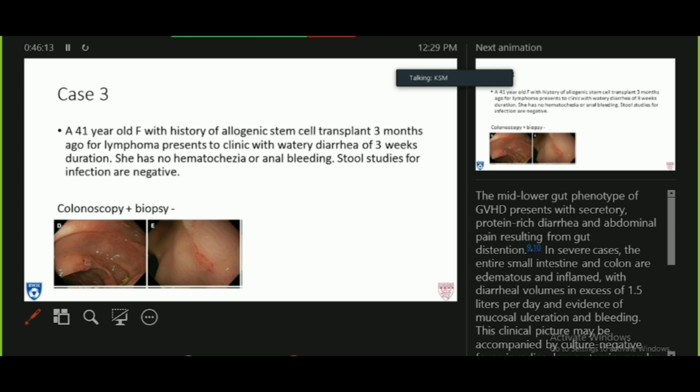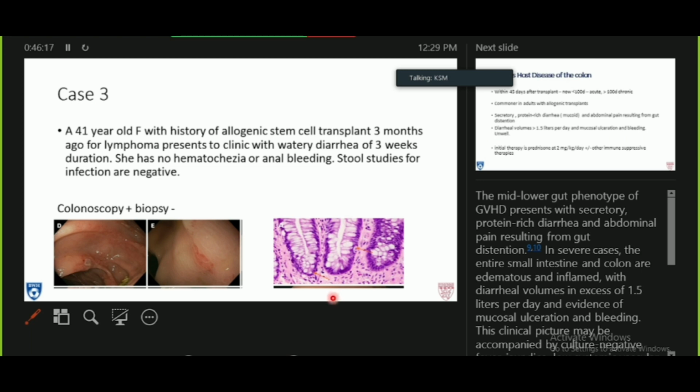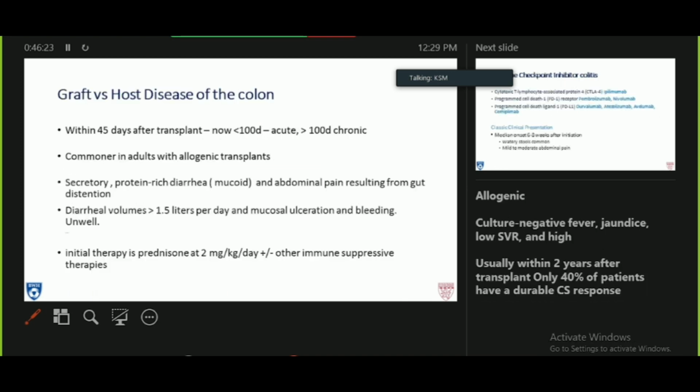This is graft versus host disease. What we saw on the biopsies were the presence of these apoptotic bodies. I know that there's a big drive to do stem cell transplant in Sri Lanka, but there are also other patients who are going abroad and getting these stem cell transplants now.